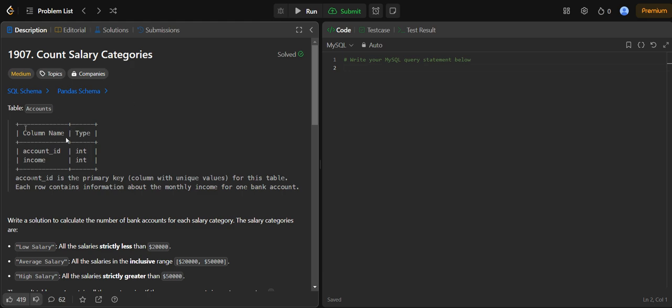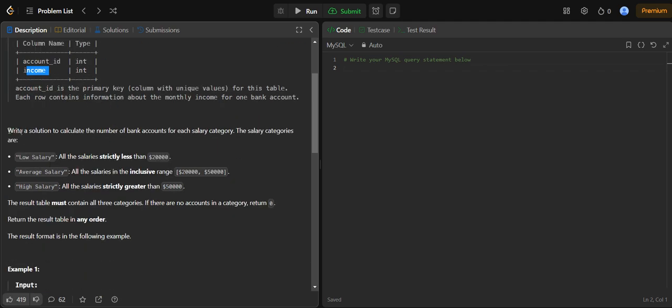It has a simple table called accounts. It has two columns, account ID and income. Account ID is the primary key and income is the monthly income. Each row contains information about the monthly income for one bank account. So account ID is the bank account ID and income is the monthly income of that account. Okay. So we have to write a solution to calculate the number of accounts for each salary category.